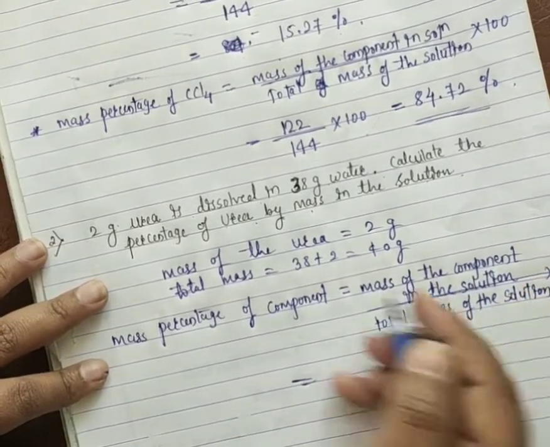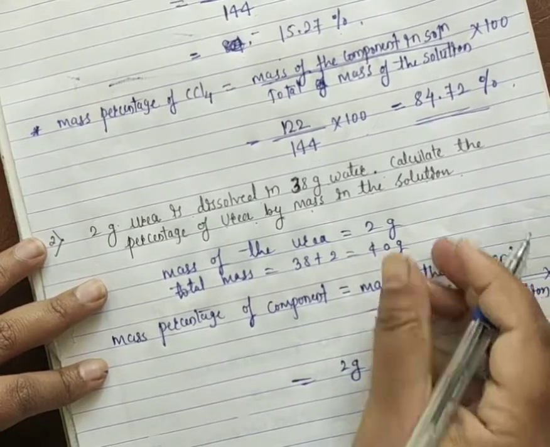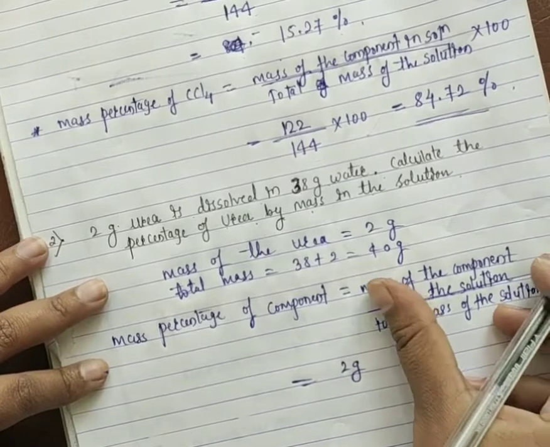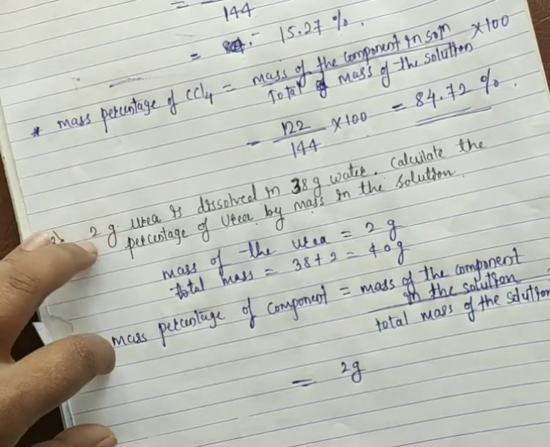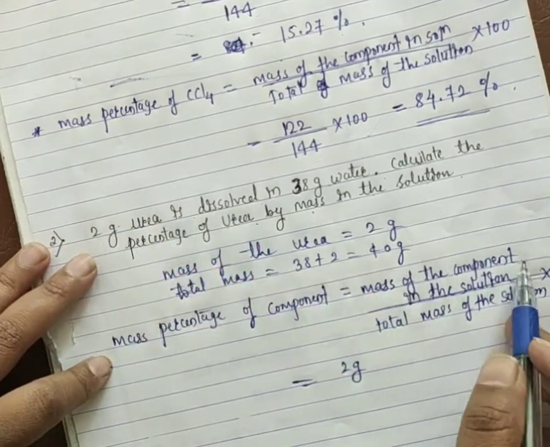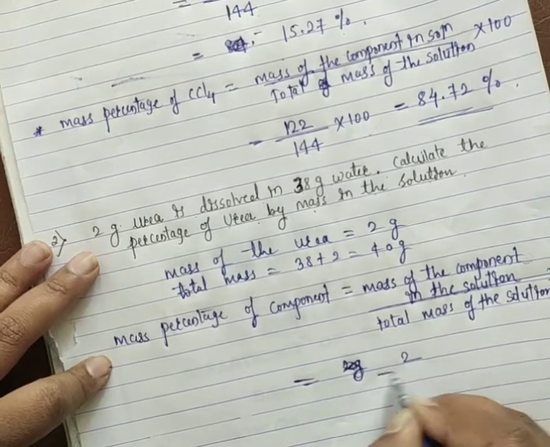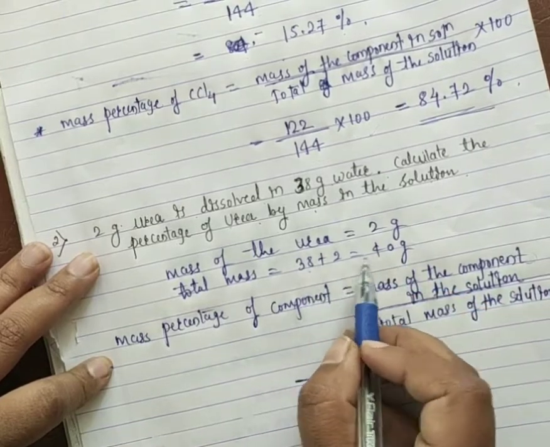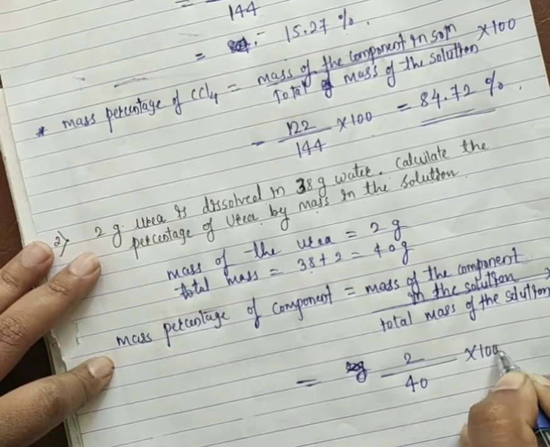The mass of the component, how much mass we have here? 2 gram. Always remember, mass of the component is nothing but the solute. How much amount of solute will be present here? The smaller amount, that is 2 gram. The mass of the solute will be 2 gram. So I will take 2 divided by total mass of the solution, 38 plus 2, I am getting 40, into 100.